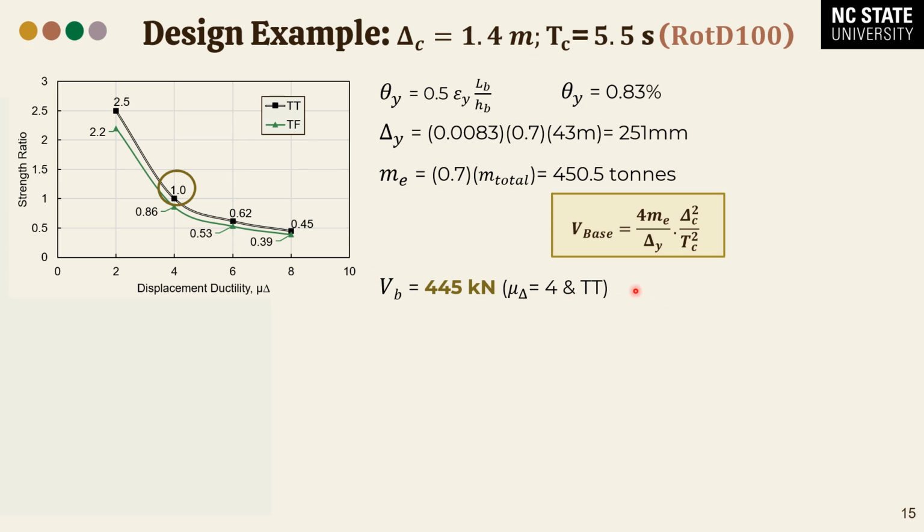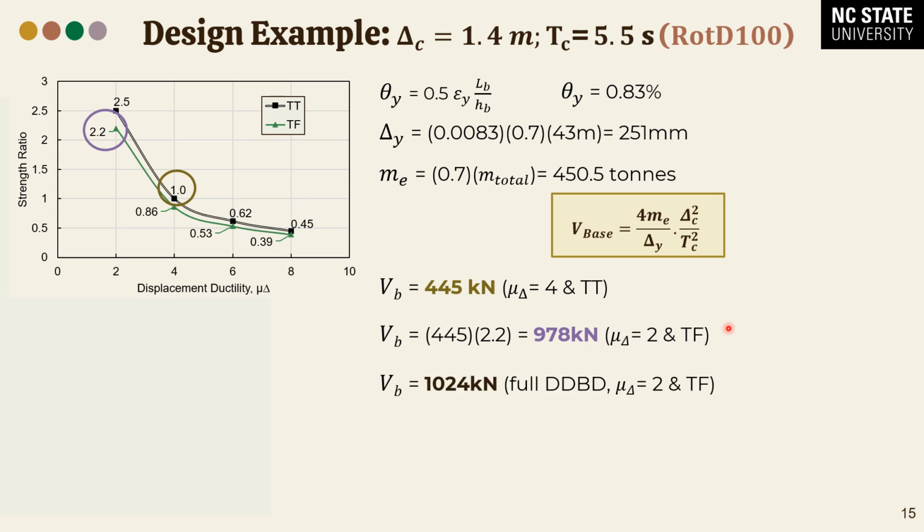But let's say we want to know what it is for another hysteresis rule. So what we do is go back in this graph and we identify what the values are at Takeda fat. And let's say we don't want ductility 4, we want to know what it is at ductility 2, so we go up to the value of 2.2. We use that, multiply that by our baseline design, and we find that our Takeda fat ductility 2 design is actually 978 versus 445 for a baseline design.